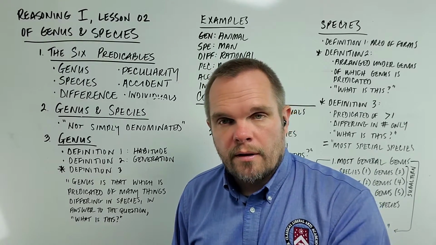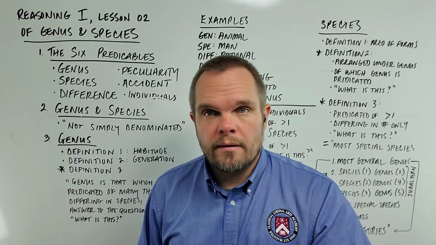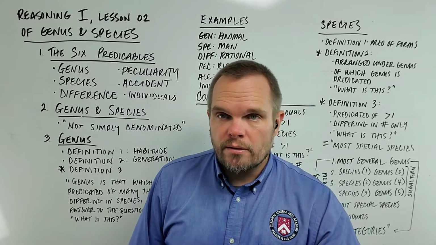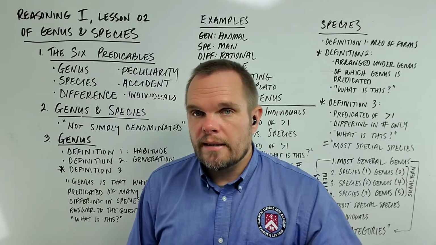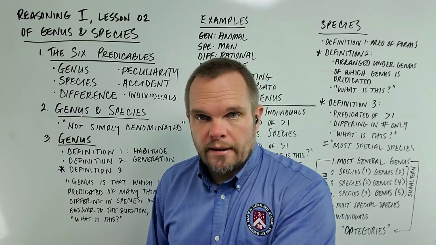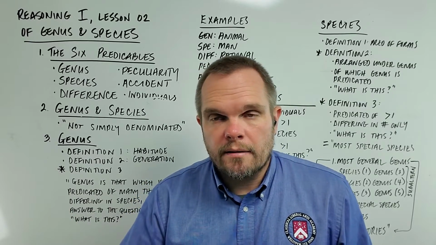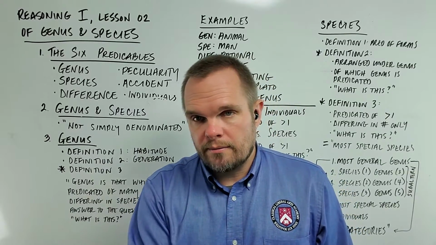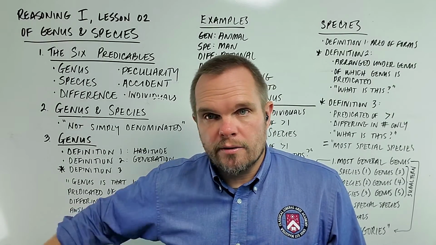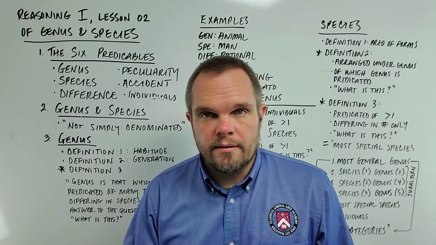Able to laugh. We can only say that of man. We can say man is able to laugh. We can say an individual, Socrates, is able to laugh. Plato is able to laugh because they're men. Man is able to laugh. But able to laugh cannot be predicated of any other species or any individuals that belong to any other species. Only man, because it's a peculiarity of man.